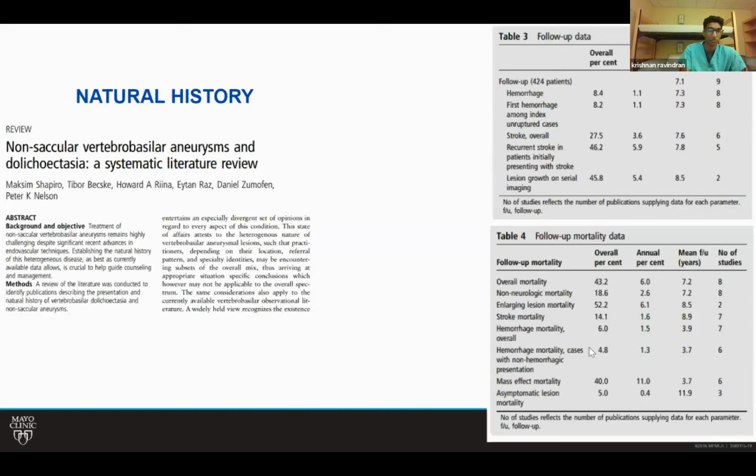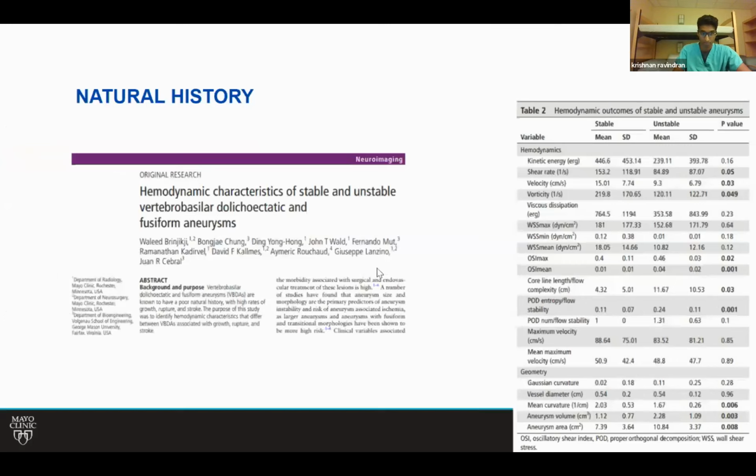And so these results emphasize the morbid nature of this disease and the need for targeted intervention, though the prevalence, as alluded to at the beginning of this presentation, remains relatively low compared to other cerebrovascular pathologies.